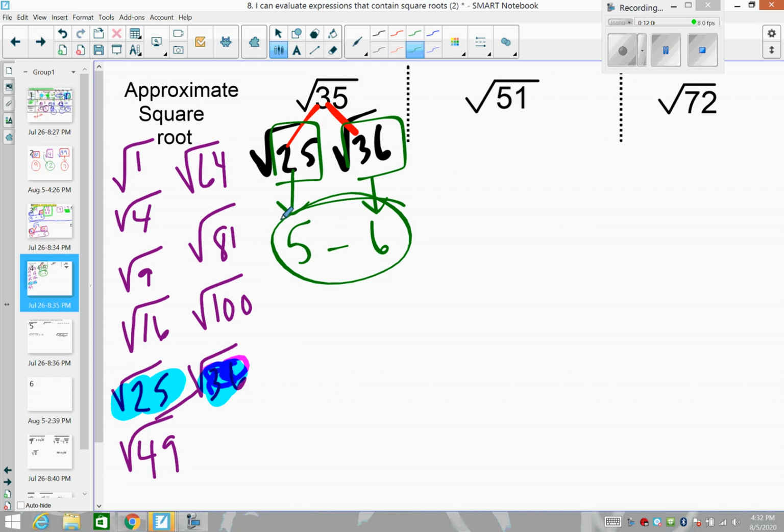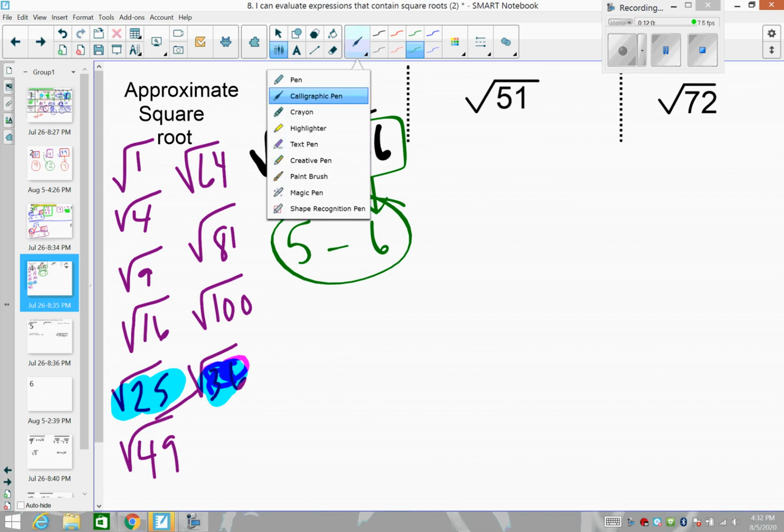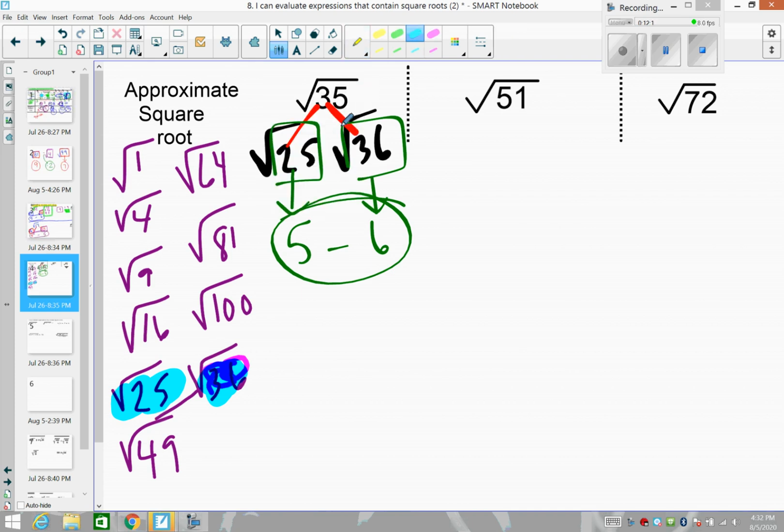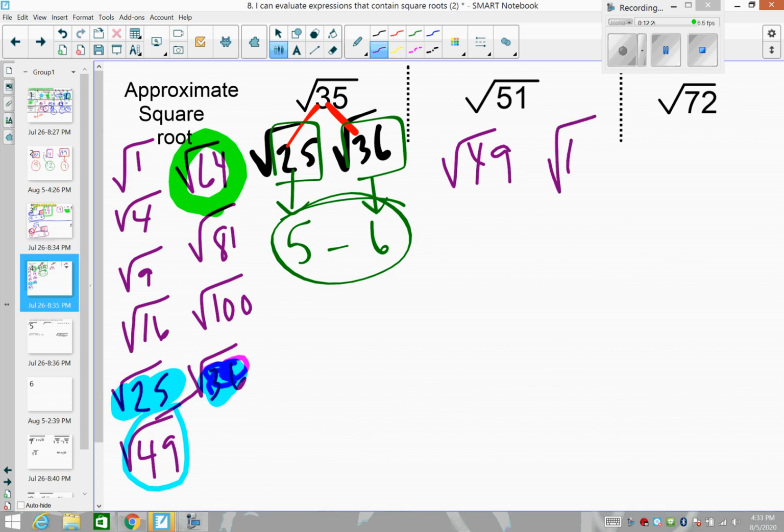All right, let's try this next one. Let's see how you did. If you've not tried it yet, I'd like you to pause that video. Give it a shot. Make sure you're working for this, okay? Square root of 51 is between 49 and 64. So square root of 51 is between the square root of 49 and the square root of 64.